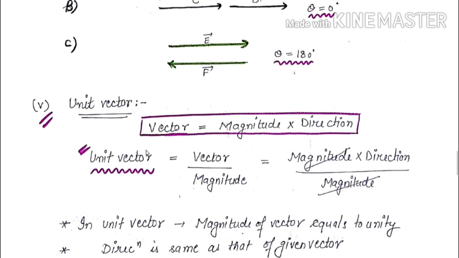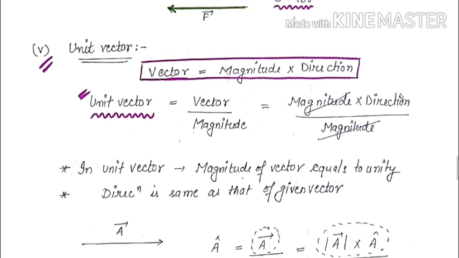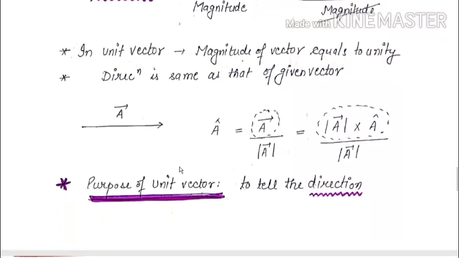That means unit vector tells you the direction. In a unit vector, the magnitude of the vector is always equal to unity and the direction is the same as that of the given vector. For example, let A be the vector. So A cap here is represented by the vector divided by its magnitude.